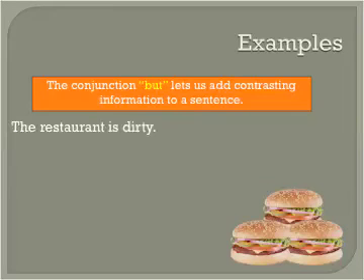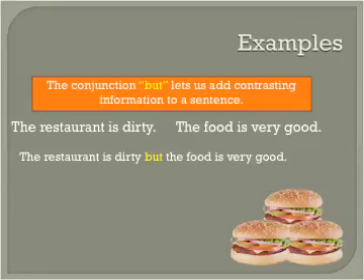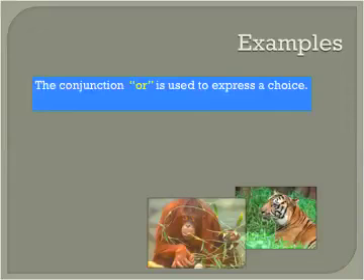Here's another example. The restaurant is dirty. That's generally not thought of as a good quality. The food is very good. That is thought of as a good quality. So we can set up a contrast through the use of the conjunction but. The restaurant is dirty, but the food is very good. Let's move on to our third conjunction, which is or.